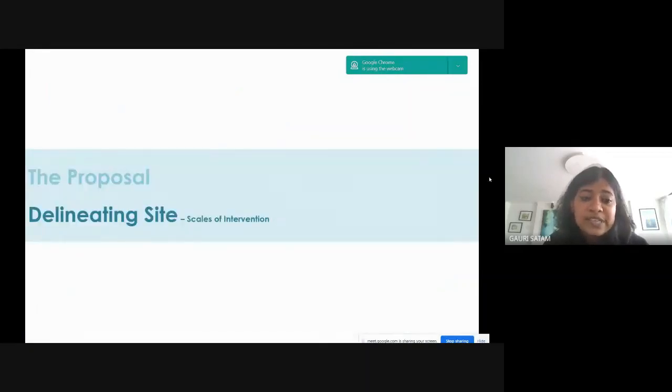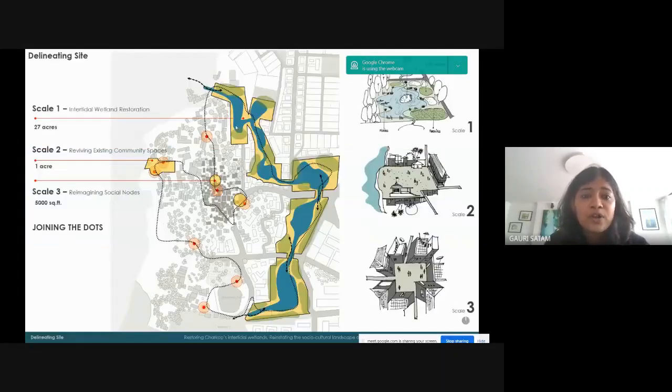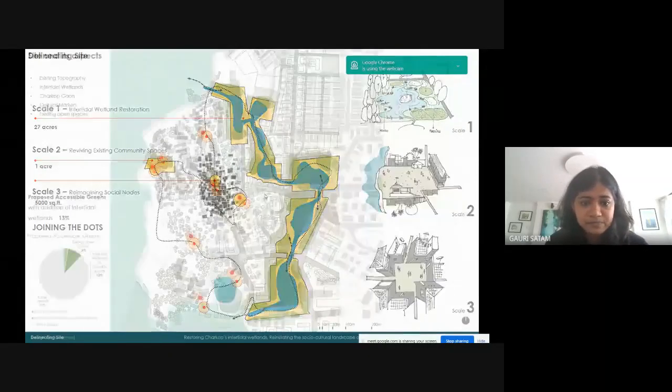So first, let's start with delineating the site and trying to identify the scales of intervention. One of the biggest scales of intervention is the intertidal wetland restoration of about 27 acres, to a scale 2 of reviving one of the community spaces of the Koliwada, to a scale 3 of a very small social node of just 5,000 square feet that has been reimagined. So it's about joining these three dots that makes my project.